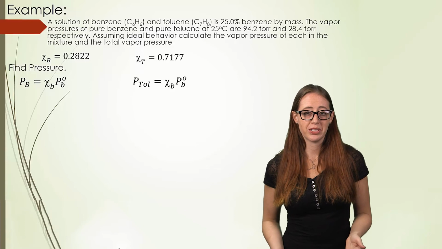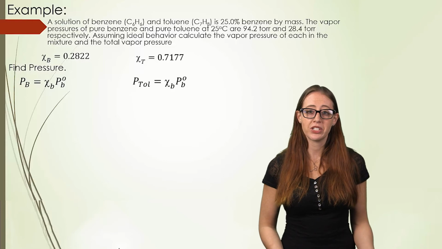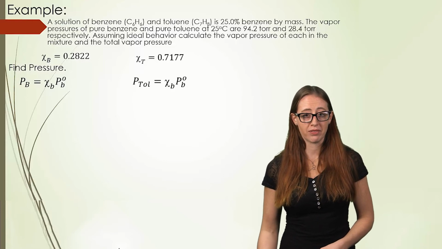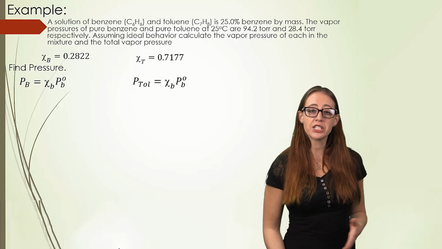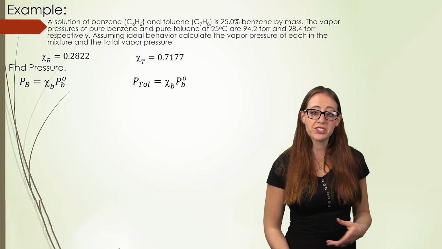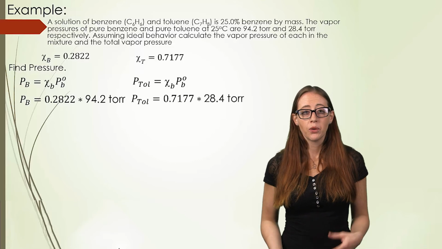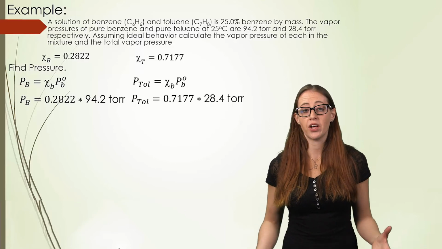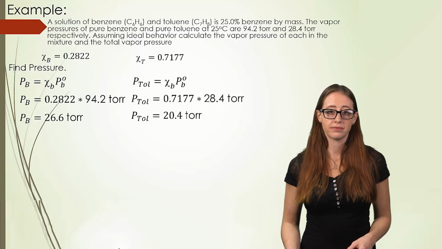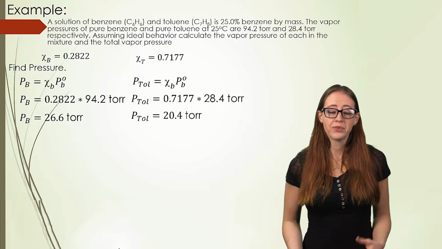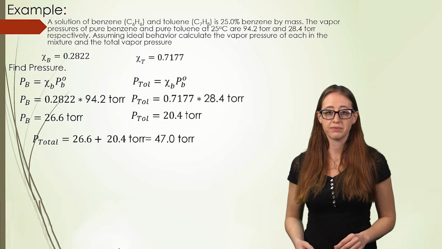Finally, we take our mole ratio of benzene and multiply by the vapor pressure of the pure benzene. Similarly, taking our mole ratio of the toluene and multiplying that by the pure vapor pressure of toluene. This gives us 26.6 torr for benzene and 20.4 for toluene. When these are added together, we get a vapor pressure of 47.0 torr. We're able to do this in torr or any other pressure unit. You don't have to convert to atmospheres to be able to do this. Finally, we can go ahead and add this up to get our pressure total, giving us 47.0 torr.